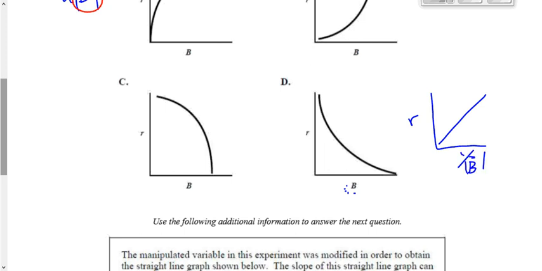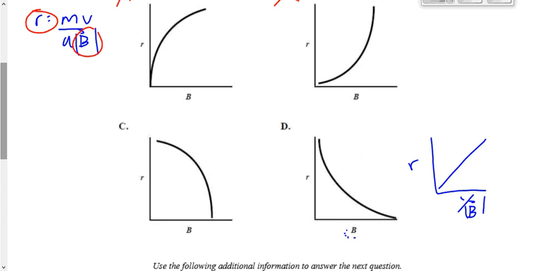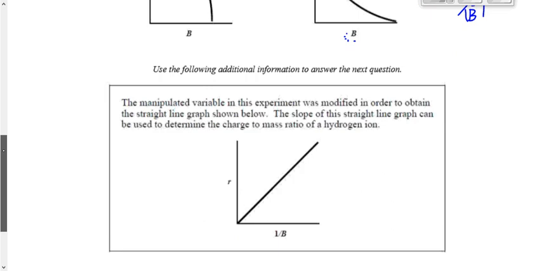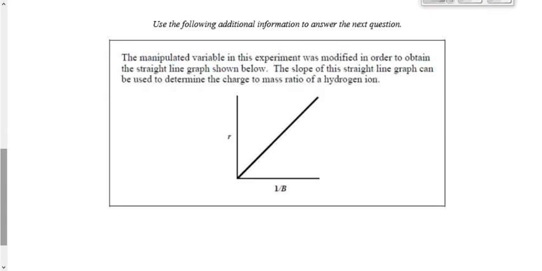We know that it's 1 over B because the equation is R is equal to something over B. So if you plot that, then that gives you a straight line, and then you could deal with it using y equals mx plus b, right? Because it's a straight line. Now the next question kind of goes to that. It tells me what graph I had to plot in order to get a straight line.